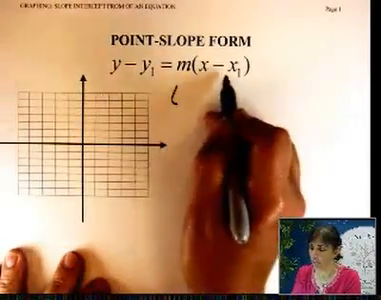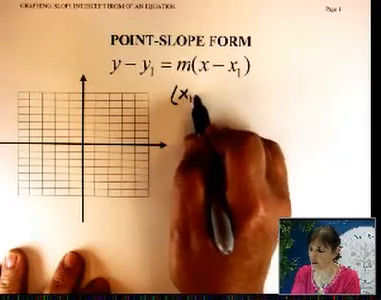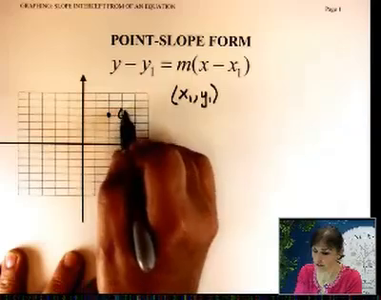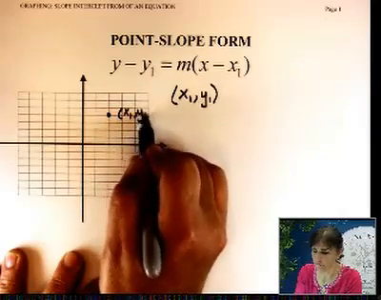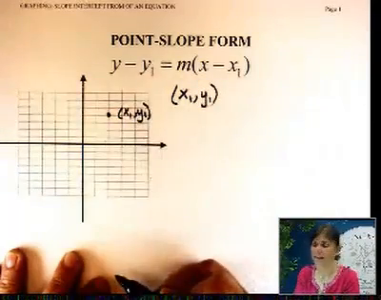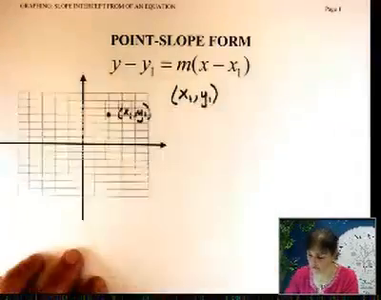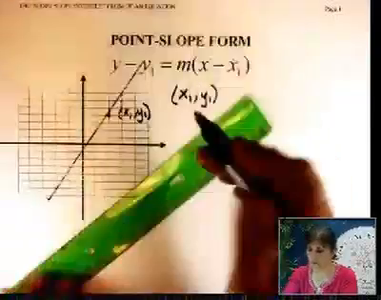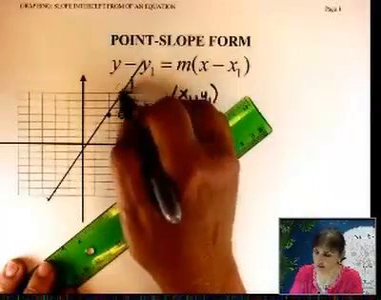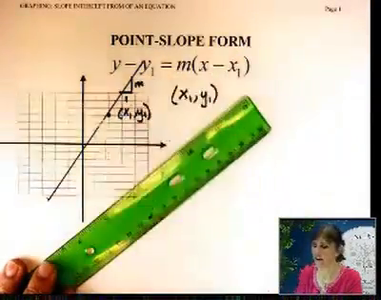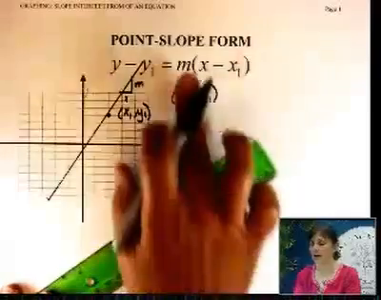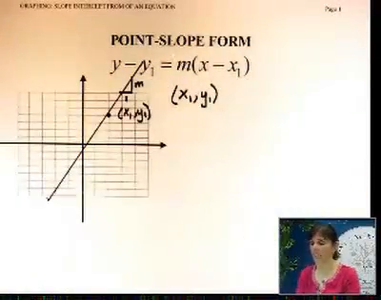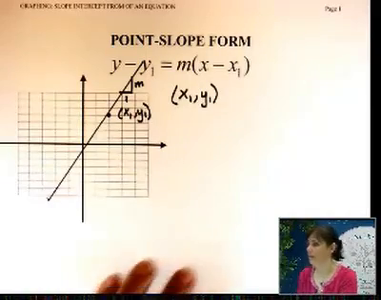The point it goes through is x1, y1. Let's pick a point. That's x1, y1. And its slope is m. Let's pick any slope. And this slope is m to 1. Here's my equation. It has to go in front of parentheses. And this is the general form.